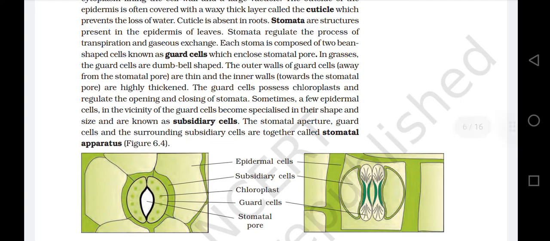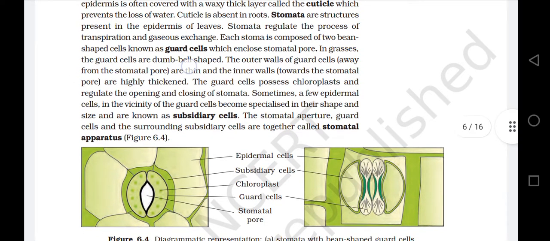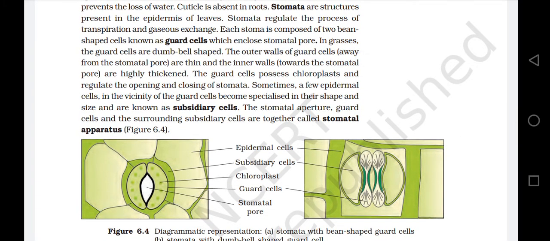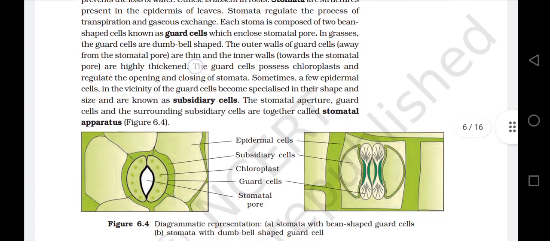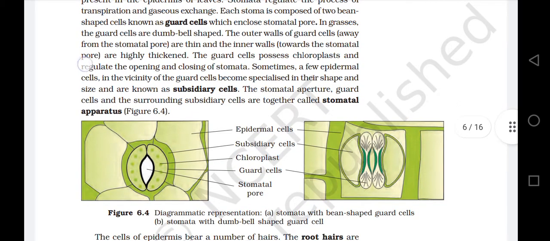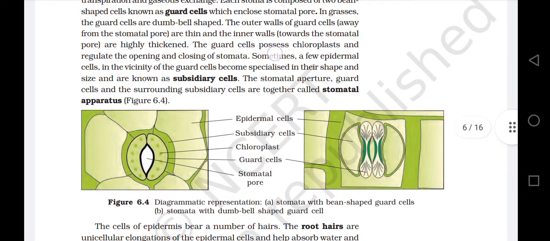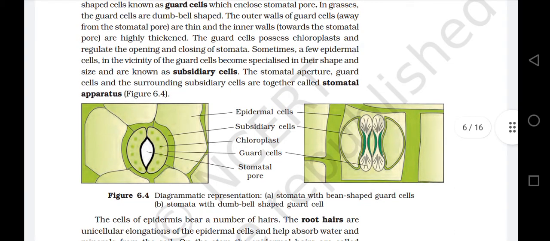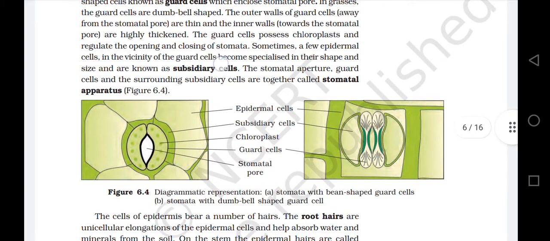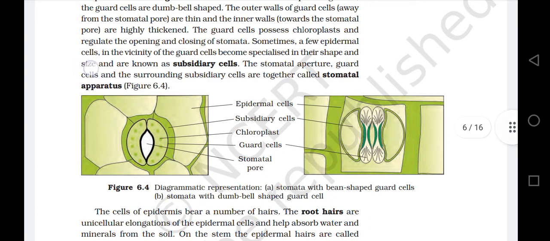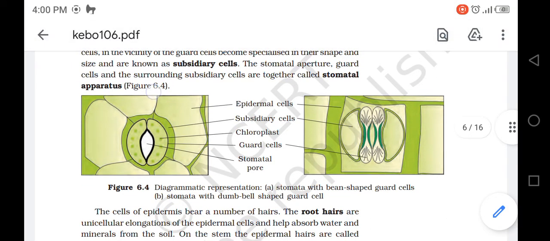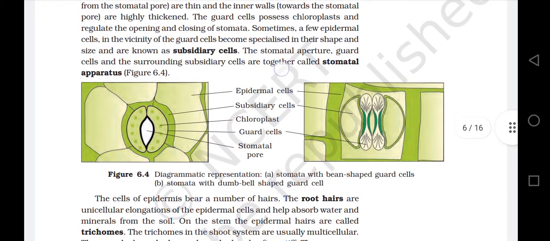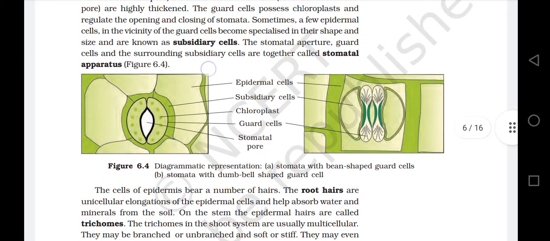In grasses, the guard cells are dumbbell shaped. The outer walls of guard cells away from the stomatal pore are thin and the inner walls towards the stomatal pore are highly thickened. The guard cells possess chloroplasts and regulate the opening and closing of stomata. Sometimes a few epidermal cells in the vicinity of the guard cells become specialized in their shape and size and are known as subsidiary cells. The stomatal aperture, guard cells and surrounding subsidiary cells are together called the stomatal apparatus, figure 6.4.